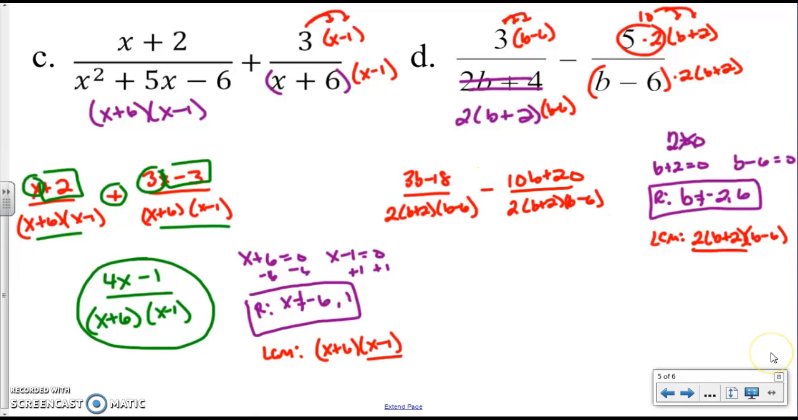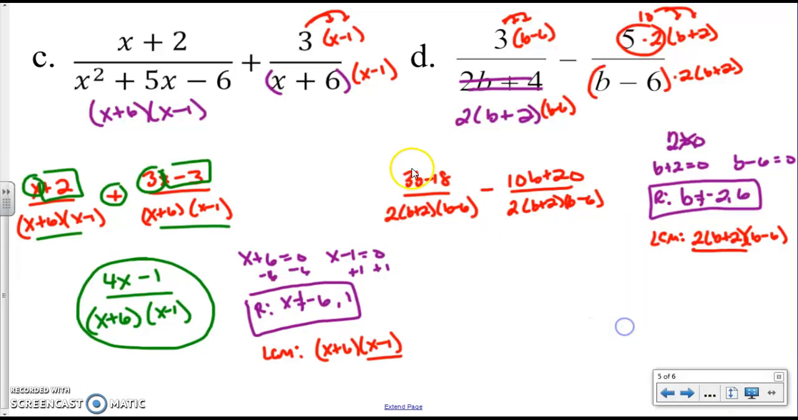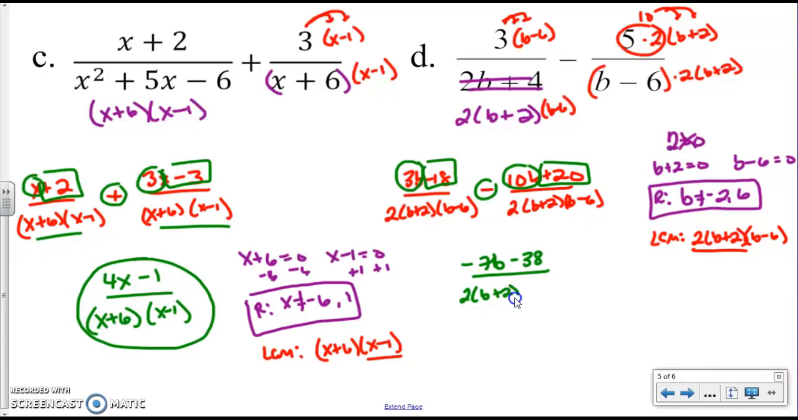Now that my denominators match, I can simplify by combining my like terms on the top. So 3b minus 10b is negative 7b, and negative 18 minus 20 is negative 38. I'm going to bring this down, so my denominator stays the same. And if I can factor this, I'm going to go ahead and do that. I actually cannot, so this is my final answer, and then I have my restrictions of negative 2 and 6.